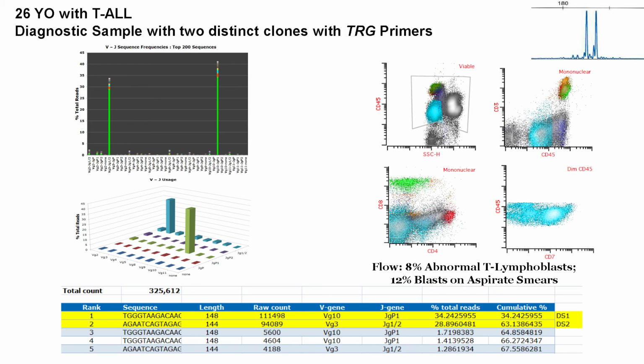So here is one example of one of these patients that we're following. We have a 26-year-old patient with T-ALL, and here is the diagnostic sample with 2 clones that we're tracking through subsequent studies. You can see here that the 2 clones are perhaps a single clone with 2 rearrangements, which are at 34 and 28%.